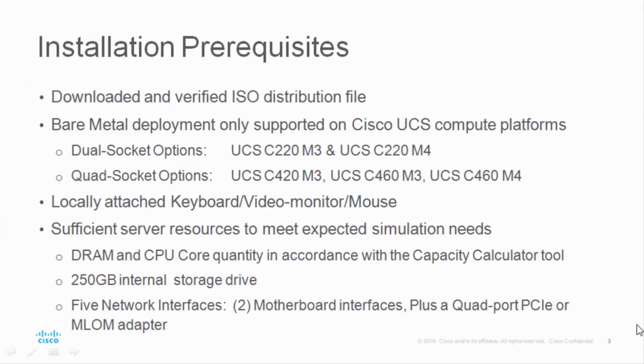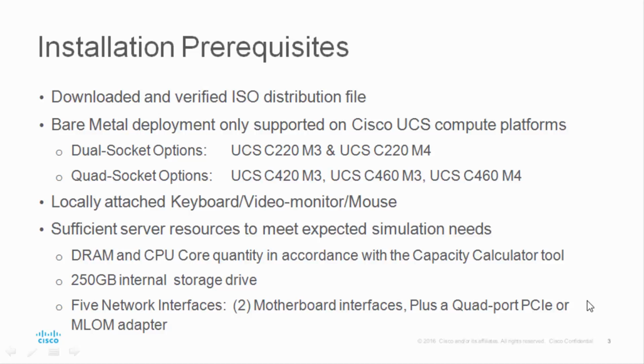Before beginning the installation process, let's ensure we have what's needed. First, the ISO distribution file must have been downloaded and verified against its provided MD5 checksum value. The process to do this is already covered in another video installing CML 1.2, video number 2, and won't be repeated here. As there are a wide variety of available server products, Cisco Modeling Labs is only tested against a limited set of those options.